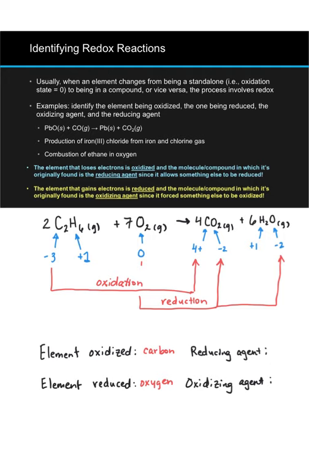So oxygen must be the element that's reduced. The reducing agent is the substance that contains the element oxidized. The thing that contains carbon on the reactant side of our reaction is ethane, C2H6. The oxidizing agent is the substance that contained the element being reduced. The substance that contained oxygen was O2. So oxygen acts like the oxidizing agent, and hence the origin of this terminology. In combustion reactions, oxygen always acts as an oxidizing agent. Oxygen gets reduced, facilitating something else to be oxidized.